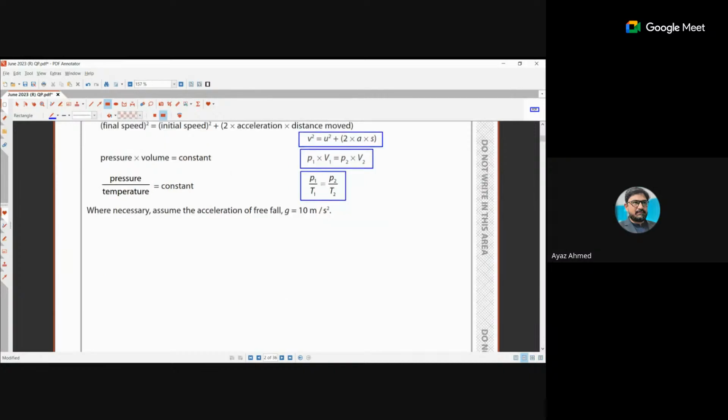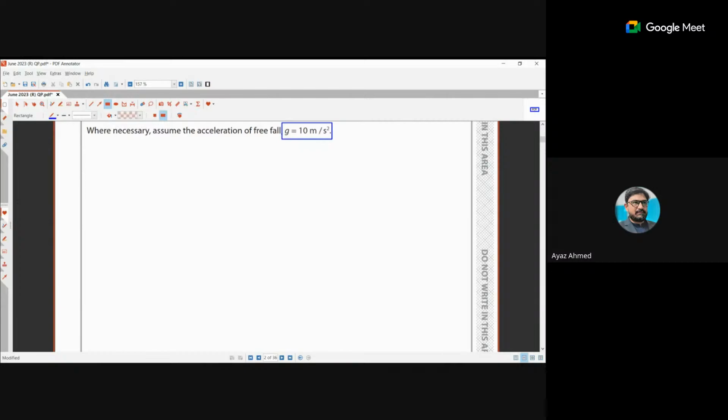So once we are familiar with all this, we will be able to manage it. And for the value of g, you have to take 10 meters per second squared. So here we go. Let's talk about question number 1.